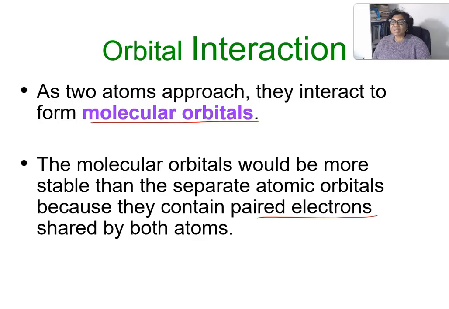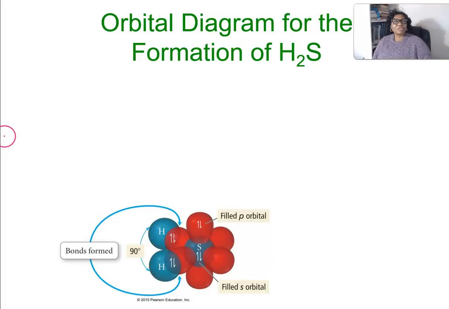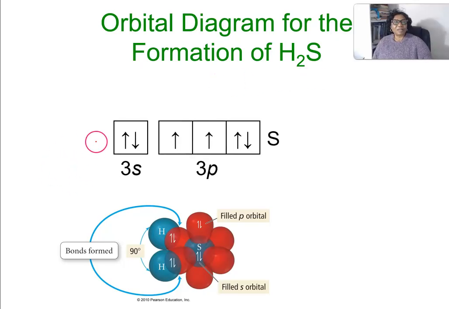So let's look at how this is done in H2S. So, the orbital diagram for H2S. This is the orbital diagram. This is sulfur. Its valence electrons are in 3s and 3p, and this is how they are arranged. You have these 2 which are paired and these which are unpaired.